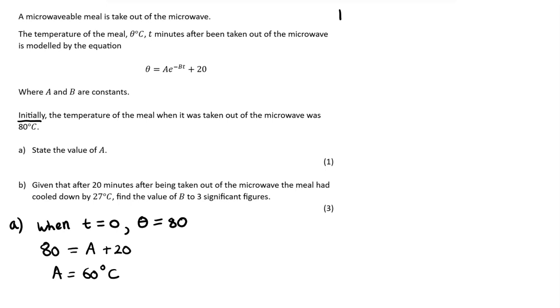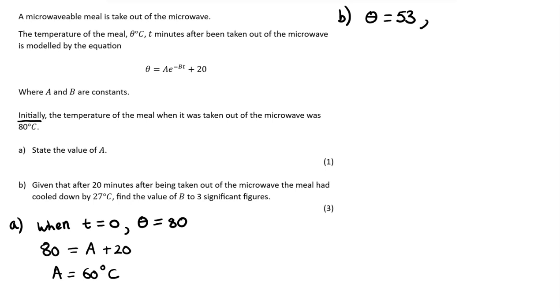Right, on to part B then. We're given that after 20 minutes, after being taken out of the microwave, the meal had cooled down by 27 degrees. Find the value of b to 3 significant figures. So the temperature has cooled down by 27 degrees. Be really careful how you interpret this. What this means is that theta has gone down to 53 degrees. Not that it's gone down to 27, it's cooled down by 27. So the temperature has decreased by 27. Just take care that you read that carefully.